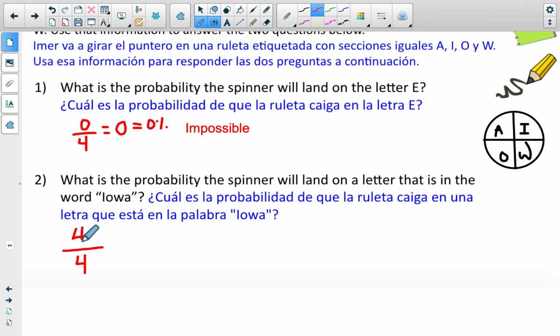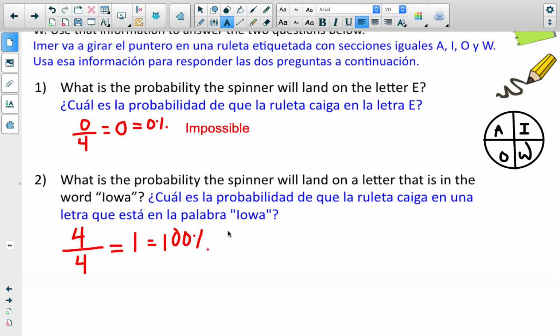So no matter what happens with this spin, there is a 4 out of 4, or written as a value, there is a certainty, 1, which is the same as 100% chance that this spinner will land on a letter that is in the word Iowa, because the spinner is actually made out of the letters in Iowa. So this is certain. It will for sure happen every time you spin, no matter what, no exceptions.